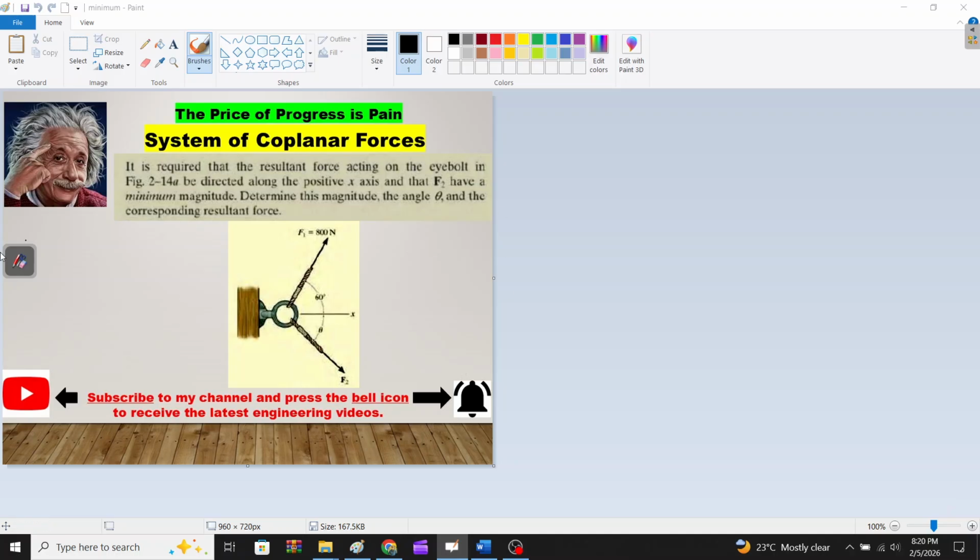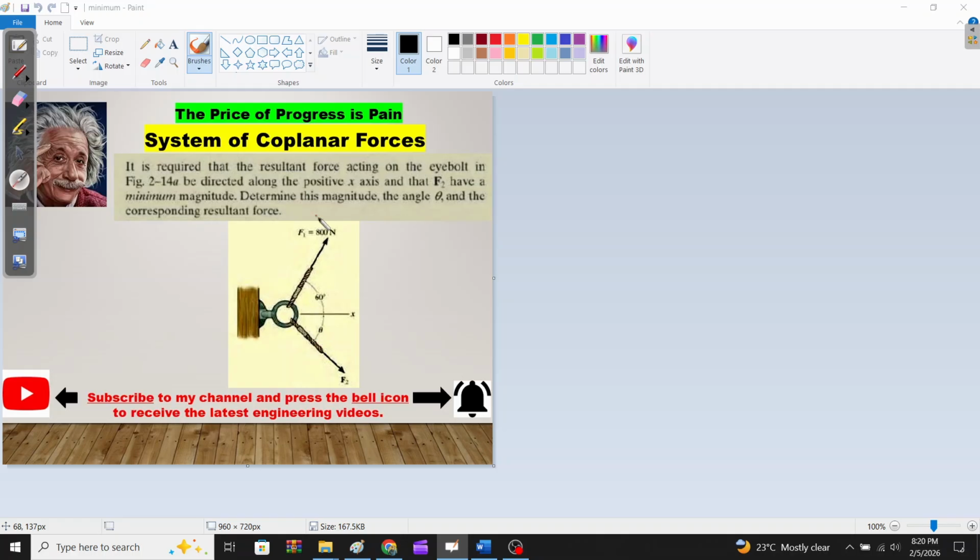So the problem at hand today is that it is required to find the resultant force acting on the eye bolt, as shown in the figure. Basically a hook is being shown, and in that hook, if you look at it, you have two forces. This is F1, 800 Newton, and for F2 you do not have any magnitude or direction.